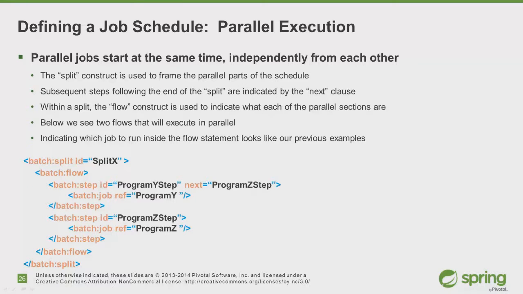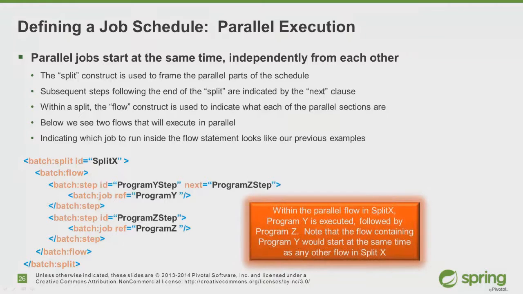Now let's see what happens inside of one of those flows. So we see split X, and the first flow statement, in this case the only one in the example, but the flow statement is indicated. And within the flow we see program Y step executes, which executes program Y. And when it completes, next comes program Z step. And program Z step then executes serially after program Y. And it executes program Z. And then the step completes, and the flow completes, and in this particular case, the split completes. So that is the sequence that they are executed.